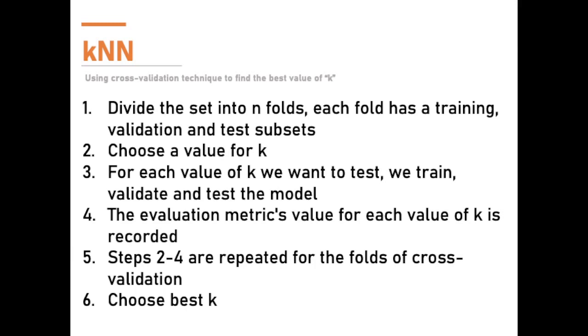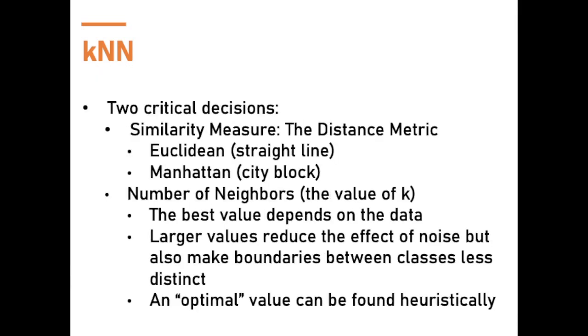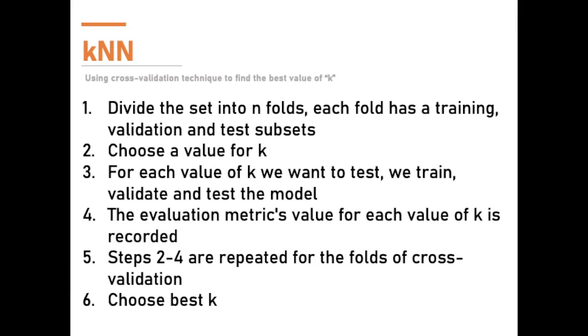Then we have to repeat steps 2 to 4 for all the folds of cross-validation with different random splits of the data into training and validation sets. The value of K that results in the best average performance metric across all cross-validation iterations is then selected. This is the best value for K we can get.